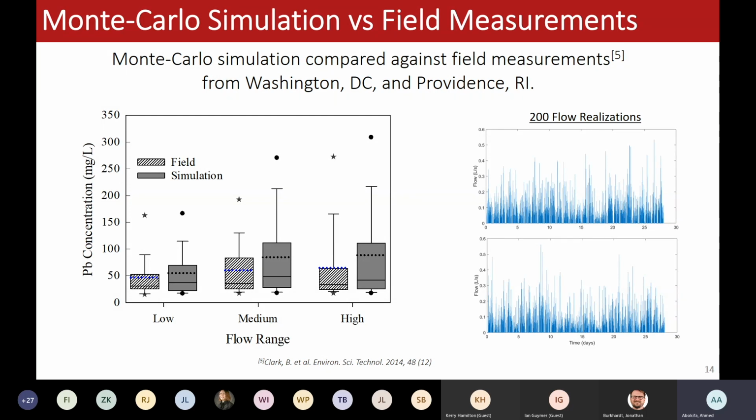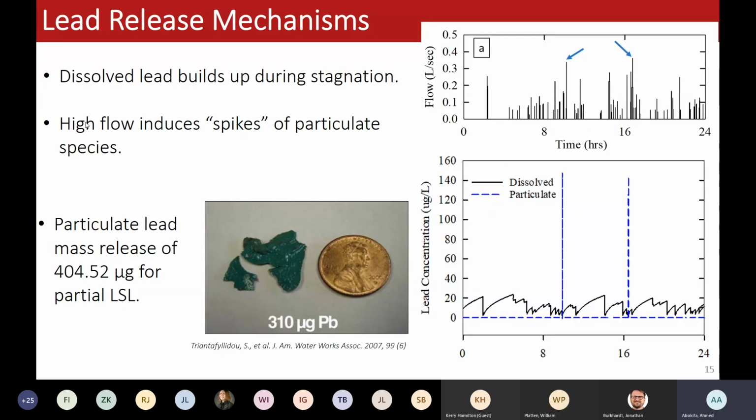But we basically wanted to see if the model is giving consistent results or if it is completely out of range. So I just want to finally highlight the different mechanisms of particulate and dissolved lead release from the service line that were revealed by the model. Here we see an example of one of the 200 flow realizations in the Monte Carlo simulation. And you see that the solid line here is the profile of the dissolved lead concentration at the outlet of the service line. And when you have a stagnation event, the concentration of dissolved lead builds up in the pipe.